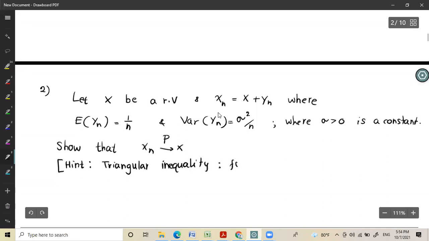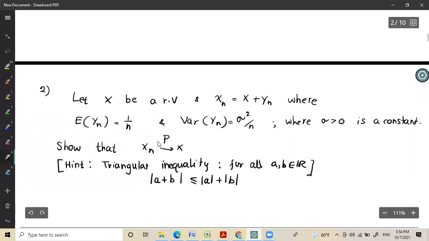This is the triangular inequality: for all a and b, which are real numbers, the absolute value of a plus b is less than or equal to the absolute value of a plus the absolute value of b. This was given as a hint. So you know that you have to use it somewhere.